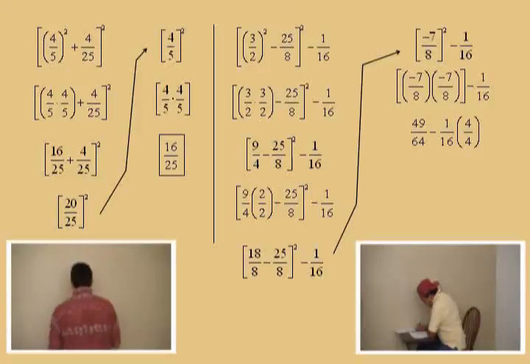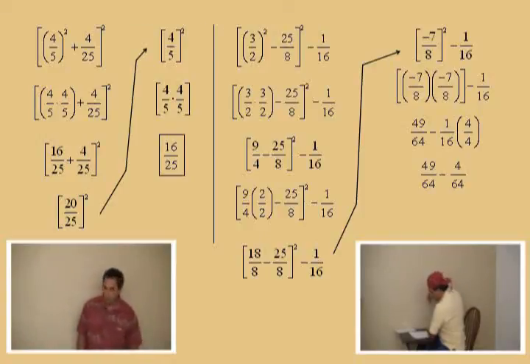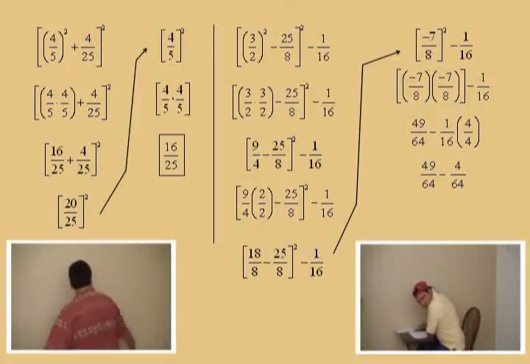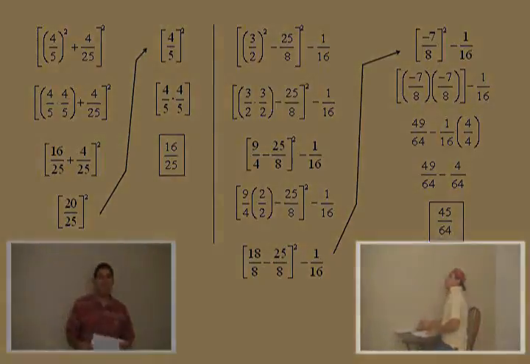Very nice, Charlie. And so now you see my denominators are the same. So now it's a matter of just doing basic arithmetic. 49 subtract 4 is what, Charlie? 45. So 49 64ths, take away 4 64ths, gives you how many 64ths, Charlie? Right, 45. That's right. Don't forget to circle your answer. Very nice. We got a few more problems to go.